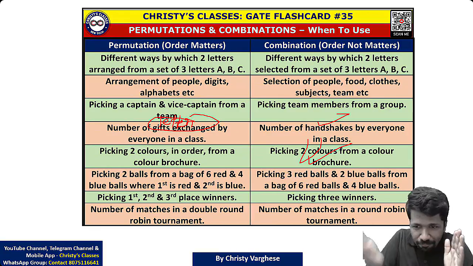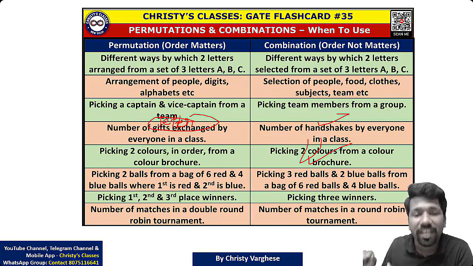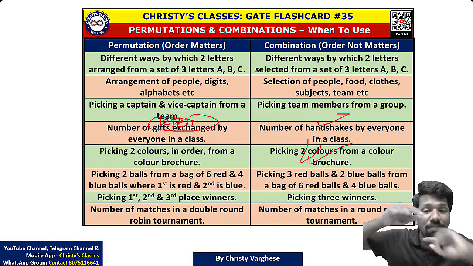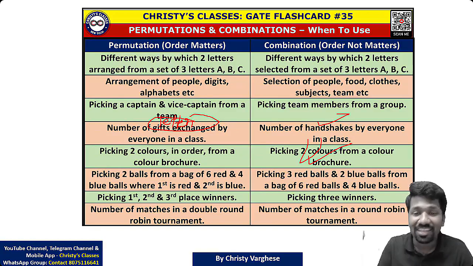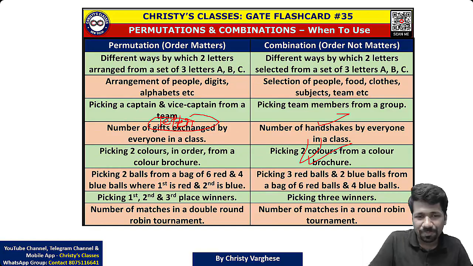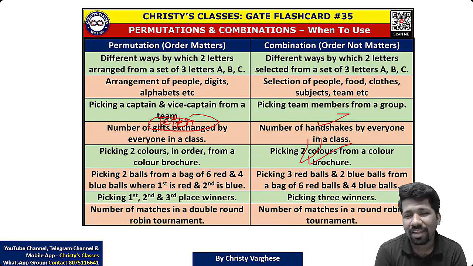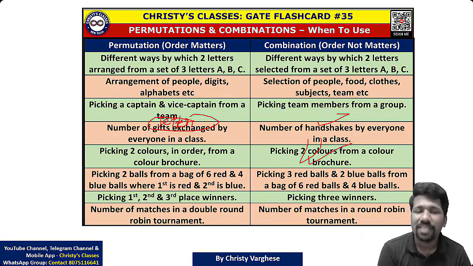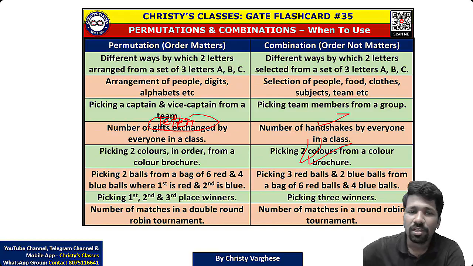A to B gift, B to A gift are different in gift exchange. A to B handshake, B to A handshake are same in handshake situation. So it is combination, order not matters. Sabko clear hai na? All of you? So when you see a question, they will not clearly say whether order matters or not. You have to understand it. And if order does not matter, just use combination formula.